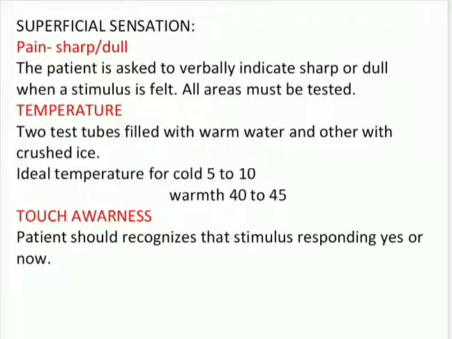And temperature, how do you check temperature? There are two test tubes, one filled with warm water and the other with cold water. The temperature is 5 to 10 degrees for cold, and 40 to 45 degrees for warm. The two test tubes must be placed randomly in contact with the skin, and the patient responds whether it is hot or cold, one after the other, when you give the stimulus to the skin.